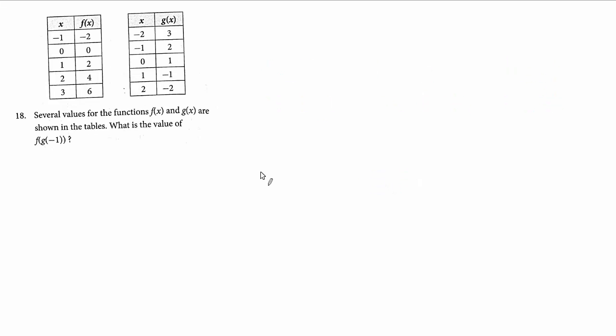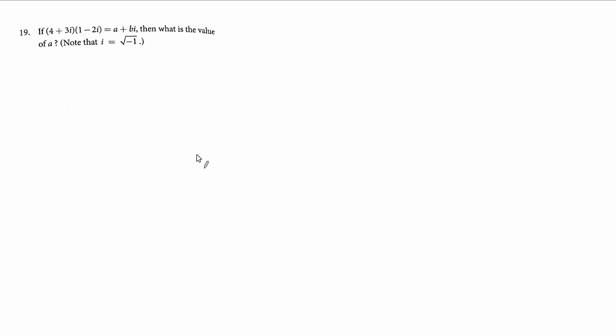18. Several values for the functions f and g are shown in the tables. What's the value of f of g of minus 1? So that's a composite function. We have to start with the inner. So g of minus 1, based on this, is 2. And now we want f of 2, which based on this is 4. So 4 is the answer.